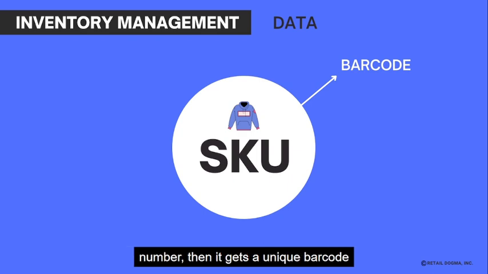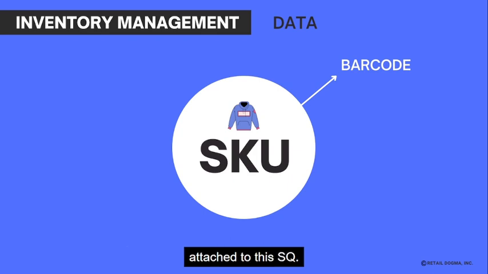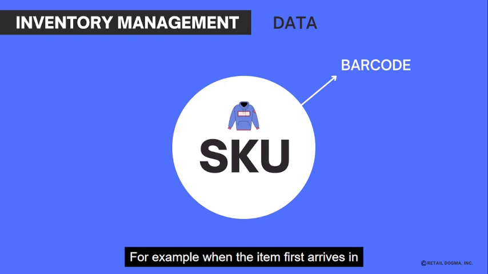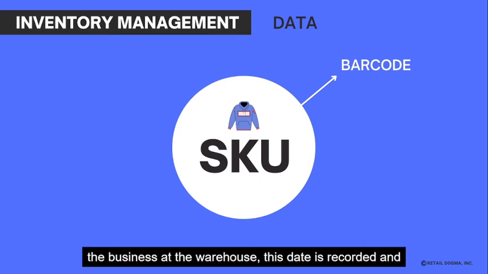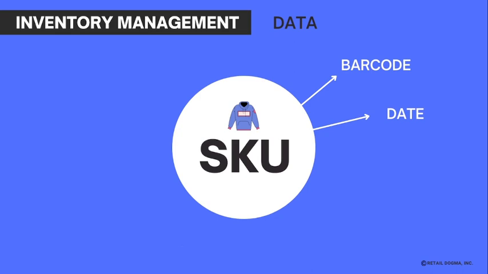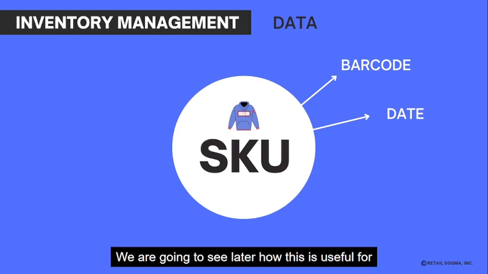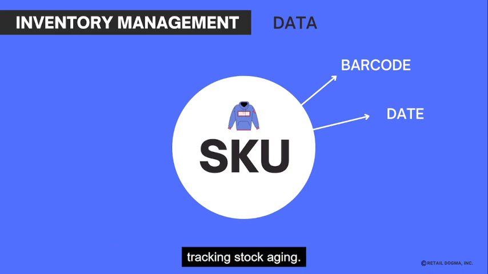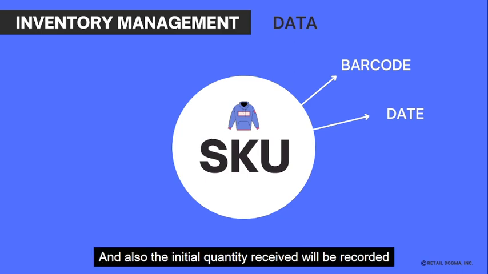Then it gets a unique barcode, and from there, additional information is attached to this SKU. For example, when the item first arrives in the business at the warehouse, this date is recorded and assigned to the SKU. We are going to see later how this is useful for tracking stock aging. And also the initial quantity received will be recorded.